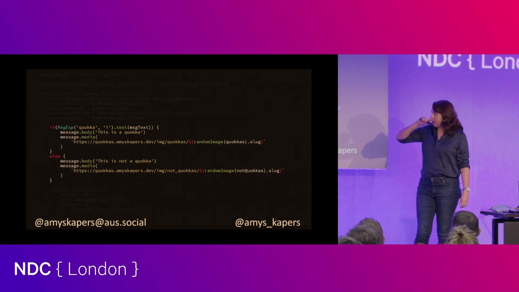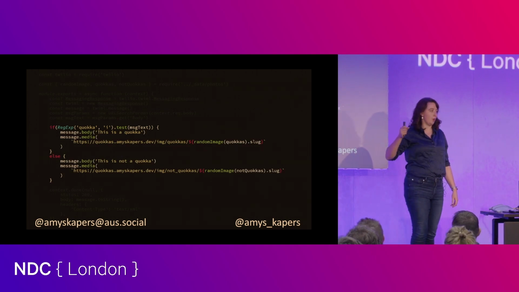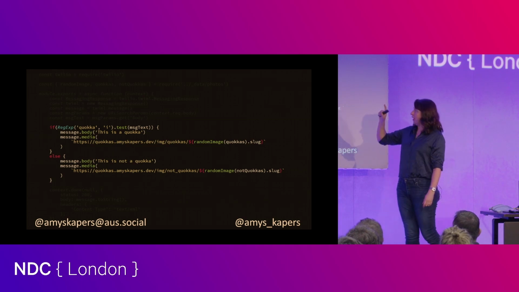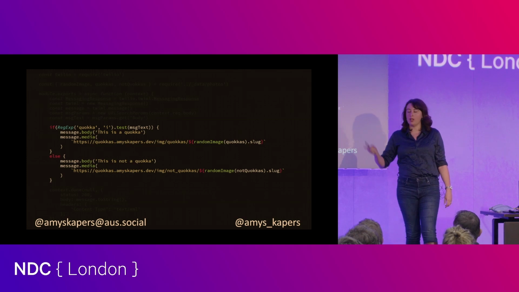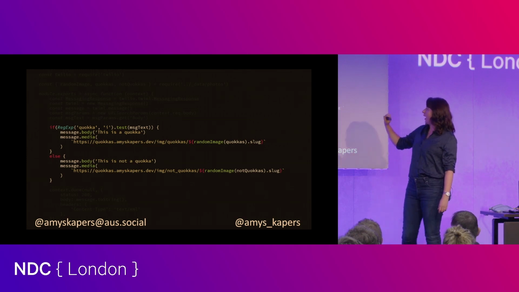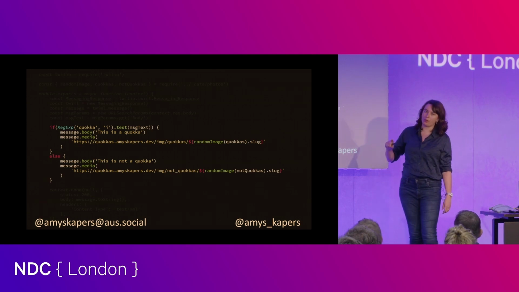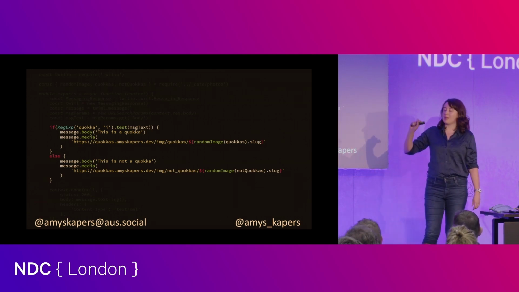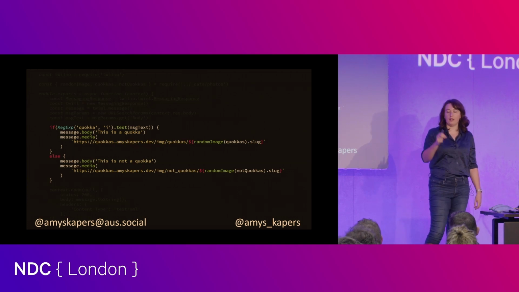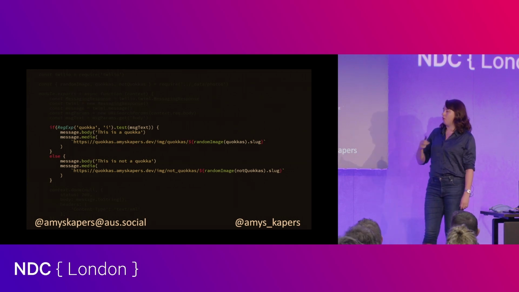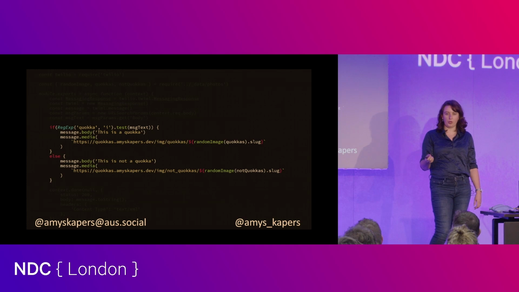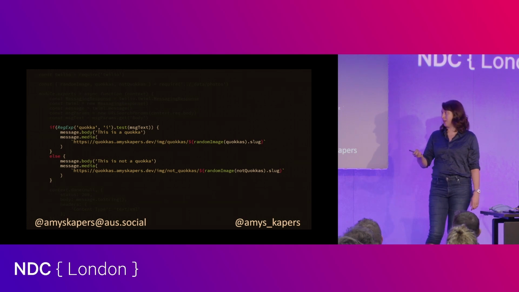So if the message contains the word quokka, it will send the body of the message to say this is a quokka, and will send them a random quokka image. If they haven't included quokka in their message, it will send a message that says this is not a quokka and send them a photo of not a quokka, which most of the time is a picture of my dog.